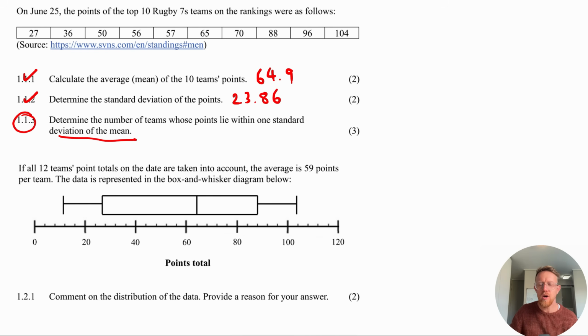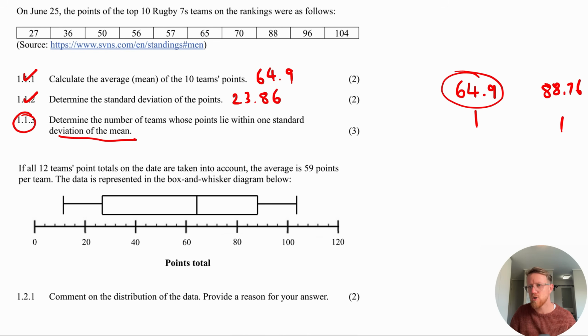Okay, now this question over here says, determine the number of teams whose points lie within one standard deviation of the mean. Okay, so the mean is 64.9. Then all that you're going to do is add one standard deviation to the mean. So if you add 23.86, let's put your calculator back into normal mode, you're going to get 88.76 over here. And then I want you to also take this number and subtract 23.86. And that'll give you 41.04.